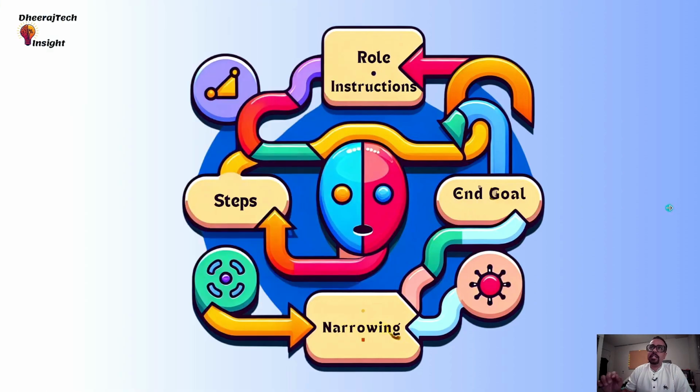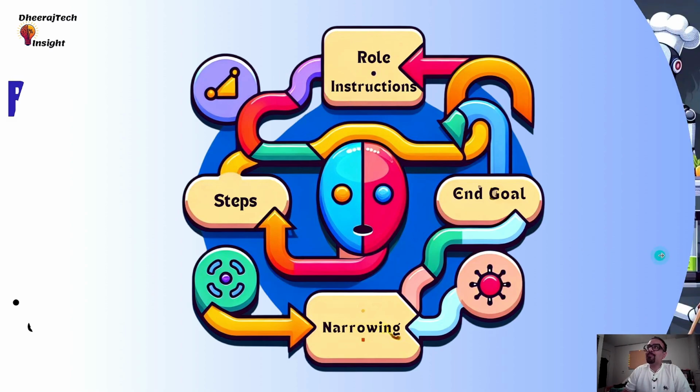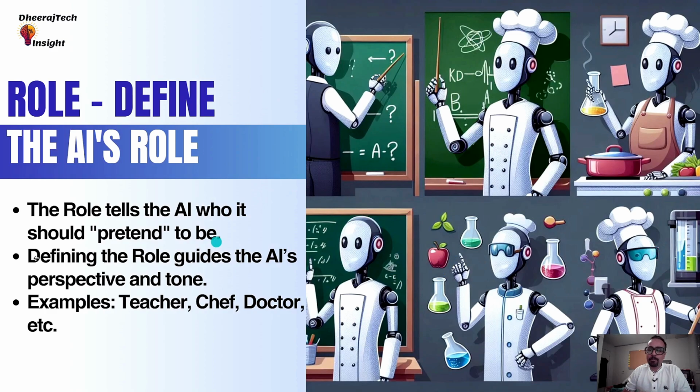So let's understand it from the framework perspective. Just imagine this is a Ryzen framework where you provide role, instruction, and goal steps, and you narrow it down. So this is a clumsy image that we have generated out of AI. So now let's get started by understanding it one by one.